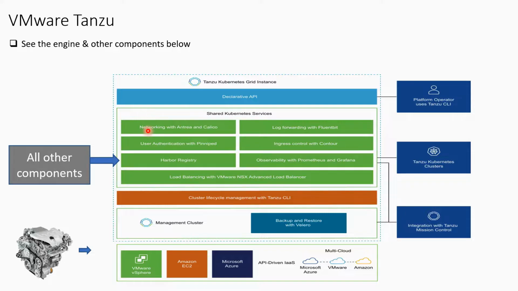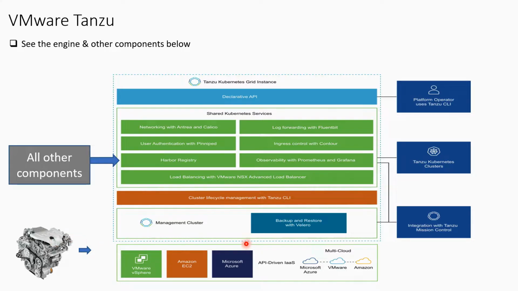So the networking solution is chosen as Antrea and Calico. You see, the logging solution is chosen as FluentBit. Okay, ingress control with Contour, user authentication with Pinniped, registries with Harbor, observability, that means monitoring, alarms, graphs with Prometheus and Grafana, load balancing with VMware NSX. These are all the components chosen by VMware for their Tanzu distribution of Kubernetes. And Kubernetes as a core engine is available at the lower layers.